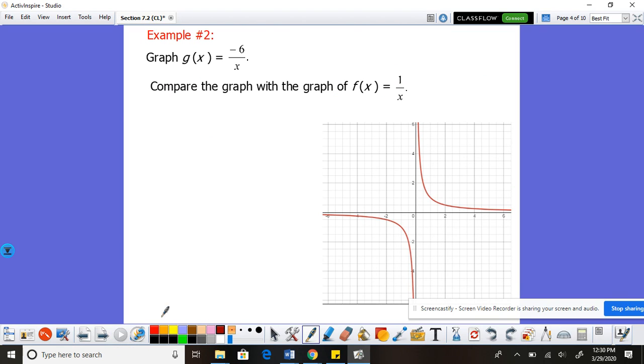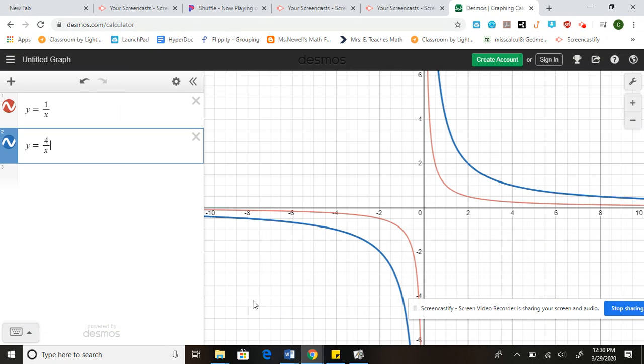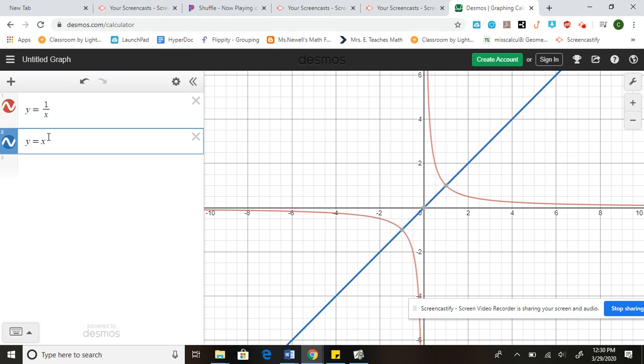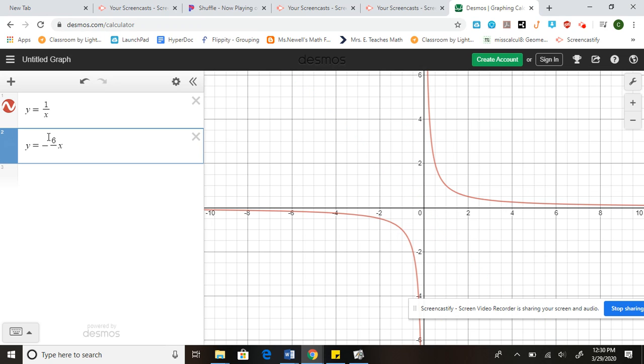All right, so example 2, graph g of x equals negative 6 over x. So once again, I'm going to go back to Desmos here. Change this to negative 6. Negative 6 over x. Okay, so notice we're pulling it away, or we're stretching it away from the axis again, but we also have some reflections here.